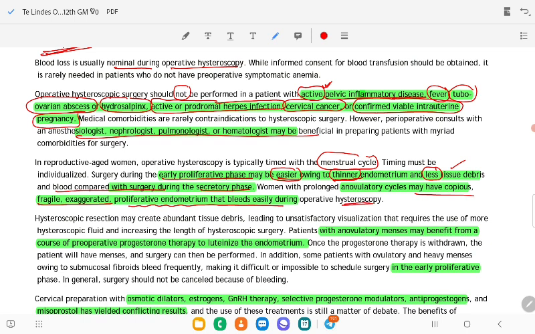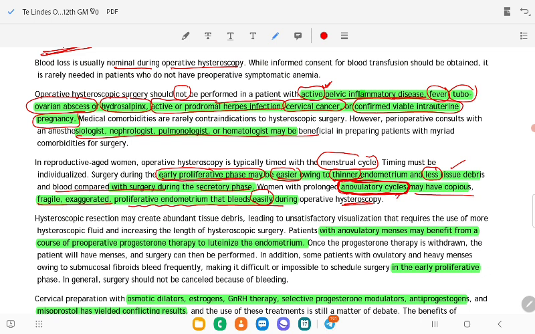So you should not do it then. You should always do it in the early proliferative phase. It is better to view a thinner endometrium, with less debris and a less bloody field. But if you are doing it in the secretory phase, there will be a more bloody field and a thicker endometrium. And if a patient has a prolonged anovulatory cycle, the fragile endometrium can suddenly bleed at any point of time, and a fragile, exaggerated proliferative endometrium bleeds easily during the operation, so you should not be doing the surgery then.